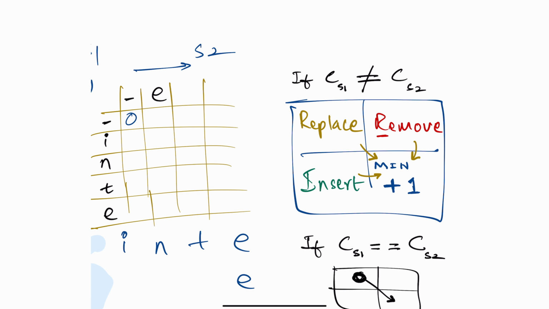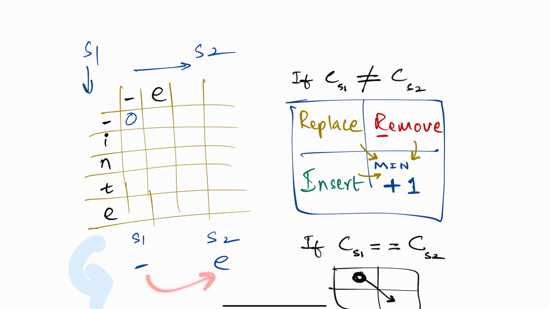Now, blank to E, how many operations are required? S1 is blank, and S2 is E. In order to convert a blank into E, how many operations are required? We require one insert operation. So this is one operation. If I mark directions like this, it indicates that I am going to insert a character which was not present in S1. That's why I am inserting E to become S2.